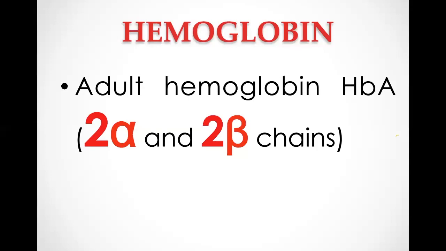The adult hemoglobin, or what we call HbA, so A for adult, consists of alpha and beta chains. There are 2 alpha and 2 beta chains. So please take note of that.